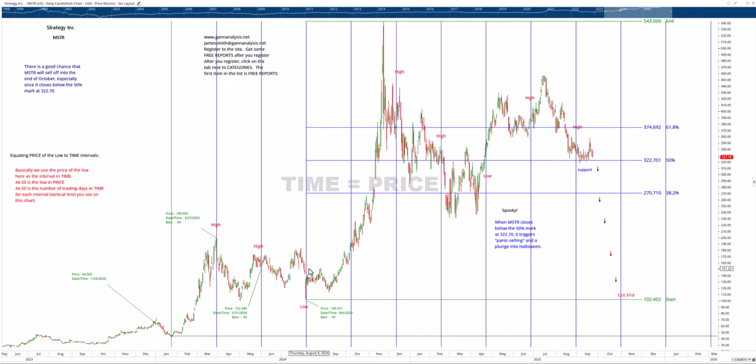Now, what Gann is really saying is time equals price, price equals time. There's a relationship. It's not always one for one. Sometimes you use a scale and you arrive at a relationship between time and price. You can use the price of a low to figure out what the interval will be for the next turn. So it's kind of cool when you think about it.